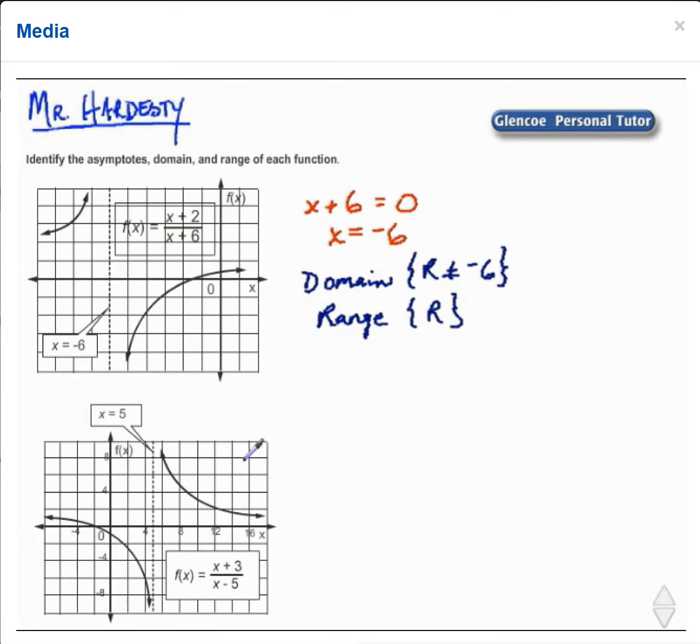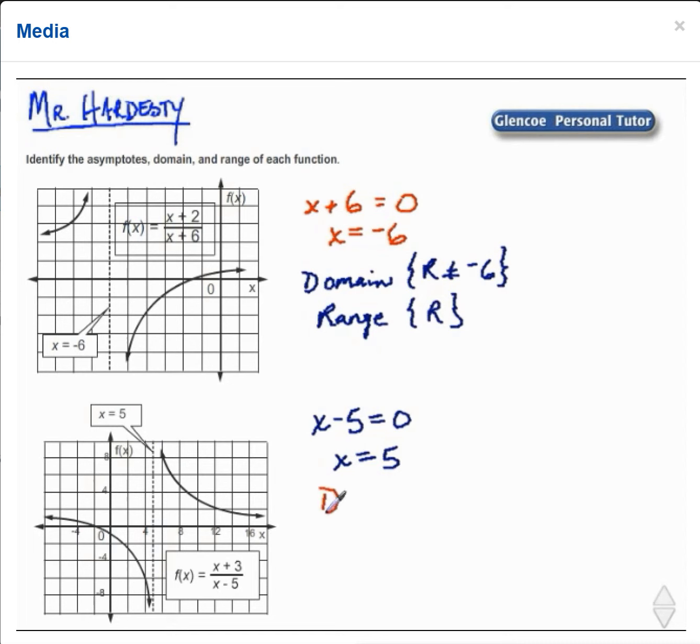In our second function, we have x equals 5, already stated as our vertical asymptote. In the math, much like our first example, we'll set that denominator of our function, x minus 5, equal to 0. We add 5 and x equals 5. There is our vertical asymptote.